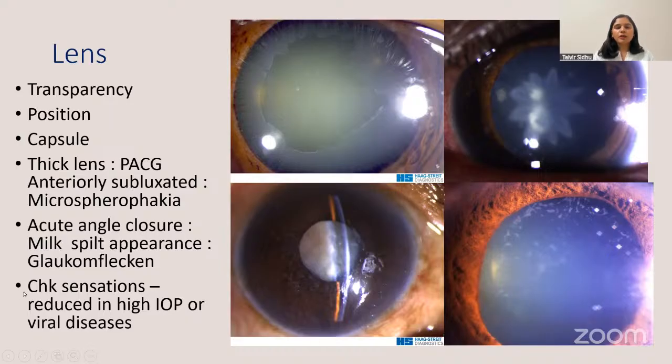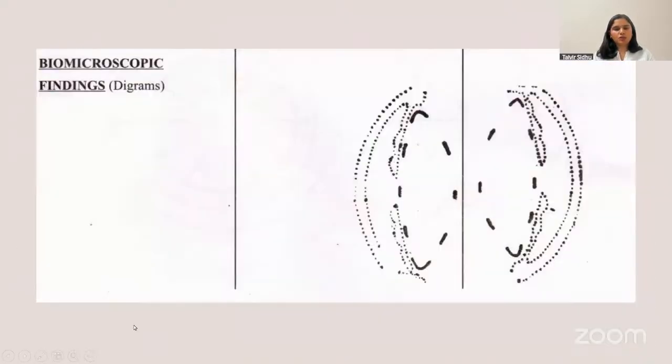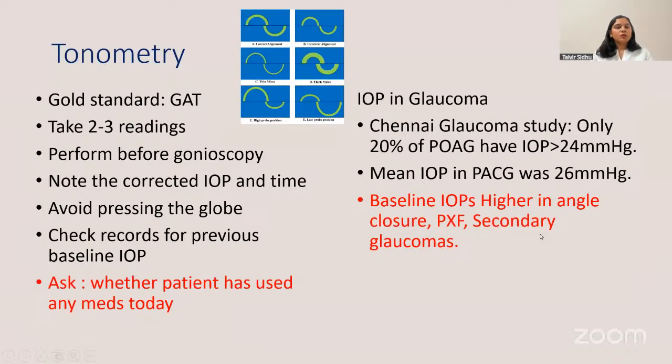Also, it is important that you check the sensations of the cornea when you're doing an examination, because of very high IOP, there can be loss of sensations also. Your cornea, iris, and lens should be shown in your biomicroscopic findings as a drawing like this diagram has been shown. Now coming to tonometry.